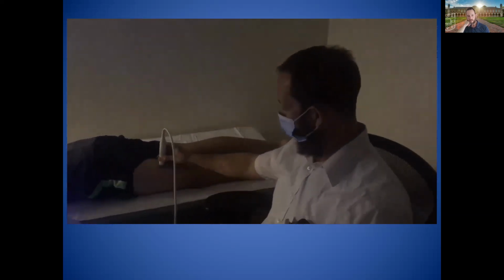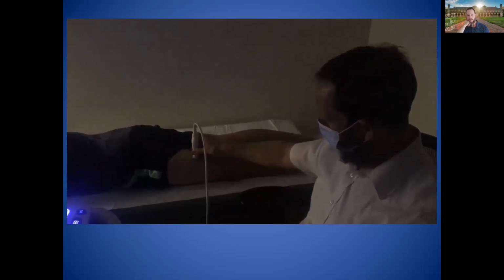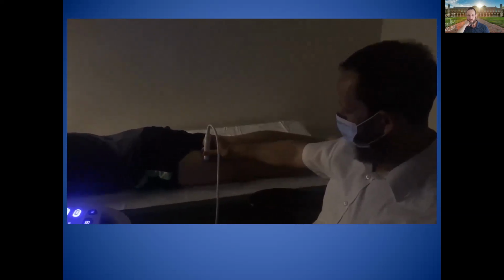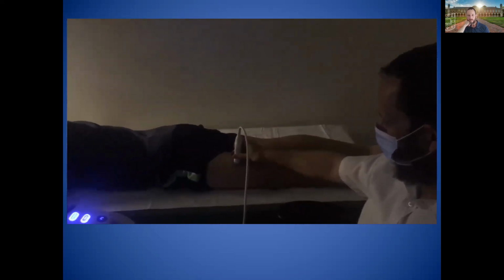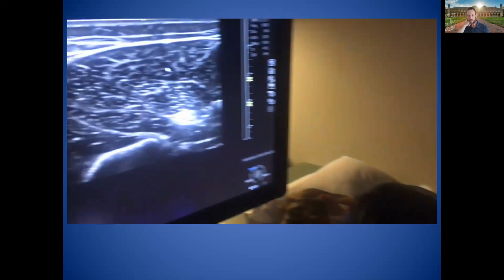I'm going to show you the anatomy of the peroneal nerve, or the fibular nerve. I like to start right at the level of the mid-thigh, looking through the long head of the biceps femoris in order to identify the sciatic nerve. I'm going to show you now the ultrasound screen.